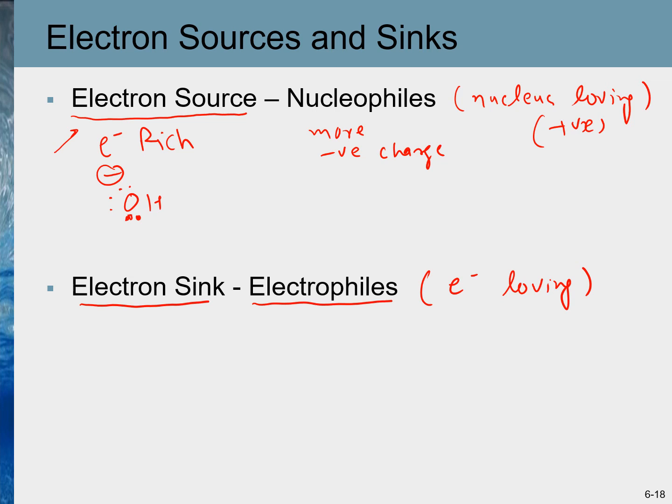If you remember, Lewis acids are also species which accept an electron pair. So Lewis acids are analogous to electron sinks. Therefore BH3 is a good example of an electrophile. When we draw arrow pushing, we always show the movement of electrons from electron source to electron sink. In other words, we always show the movement of electrons from nucleophile to electrophile.